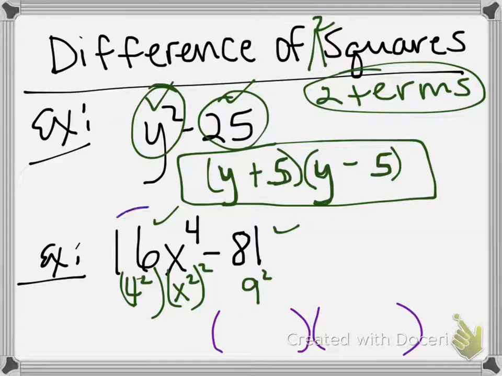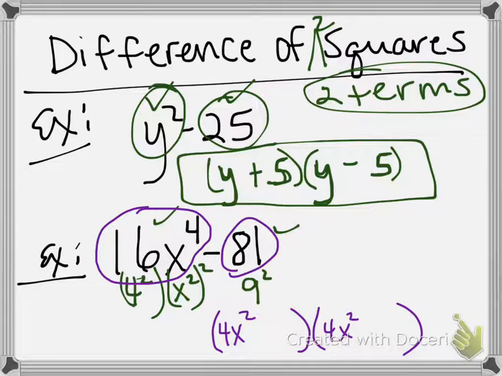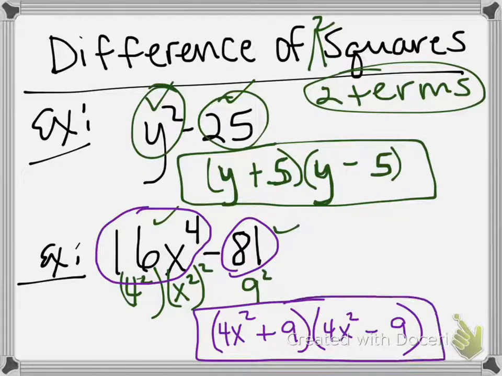I'm going to put the square root of 16x to the 4th first. So the square root of 16 is 4, and the square root of x to the 4th is x squared. So 4x squared goes at the beginning of both groups. Then I'm going to take the square root of 81, which is 9, put that at the end of both groups, and then make one positive and one negative. And that's it. We have factored using the difference of 2 squares.